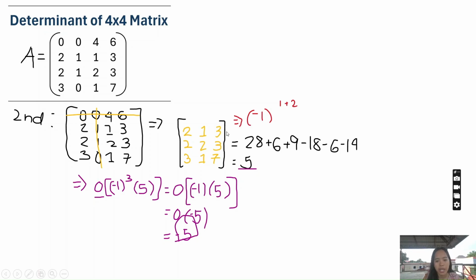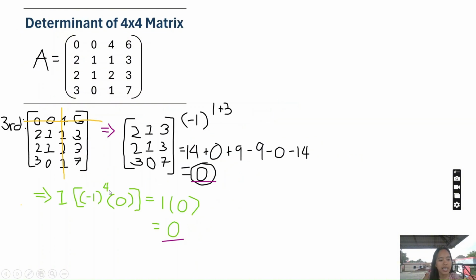Again, from our basis, we input 5 from our answers and then calculate that one. So 0 times negative 1 times 5, and that would be equal to negative 5. So don't forget that our first solution is 0 and our second solution is negative 5. Next, let's get the third minor. So we have to cover this, and then that. Our remaining would be 2 1 3, 2 1 3, and 3 0 7.